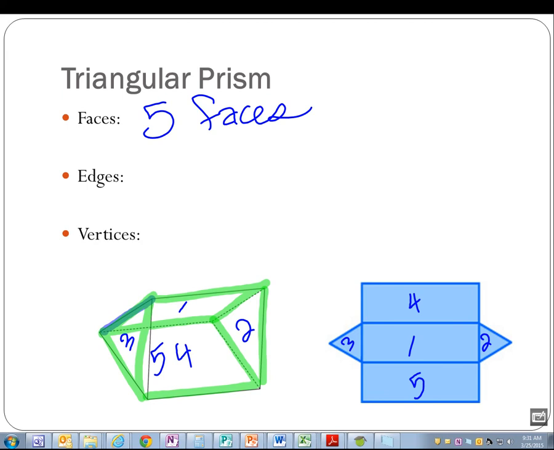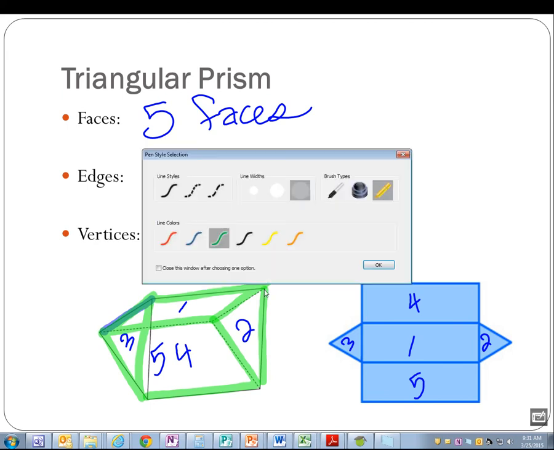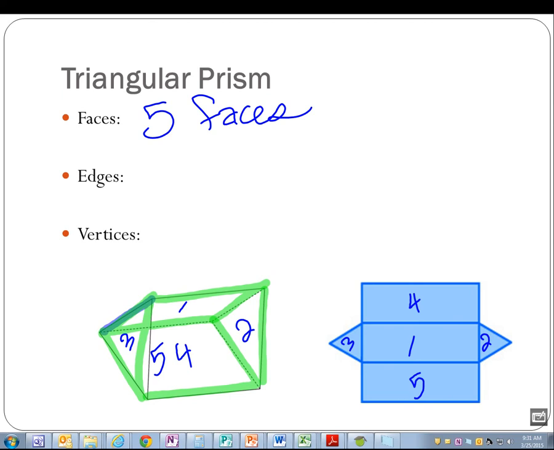Oh. So it didn't quite work out. It didn't quite work out. So we have only, what was it? 9 edges.